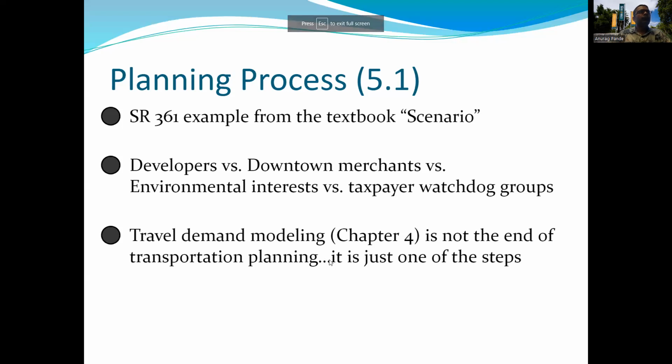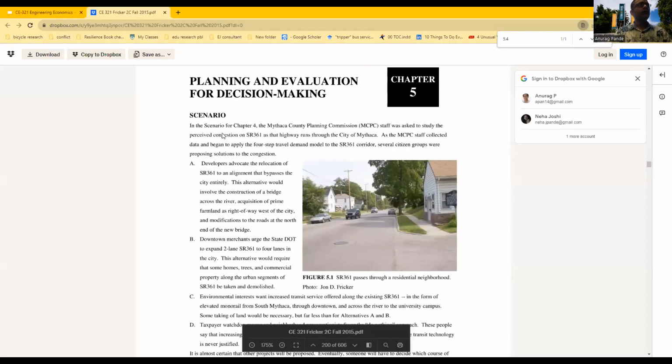So let's think about the planning process. SR 361 example, what does that mean? As you know, all chapters in your textbook start with some kind of real world scenario where the discussion being had in the chapter is going to be useful. In this chapter, chapter 5, the example is about SR 361, which is an arterial corridor in the county. In the scenario for chapter 4, the Mythica County Commission was asked to study the perceived congestion.